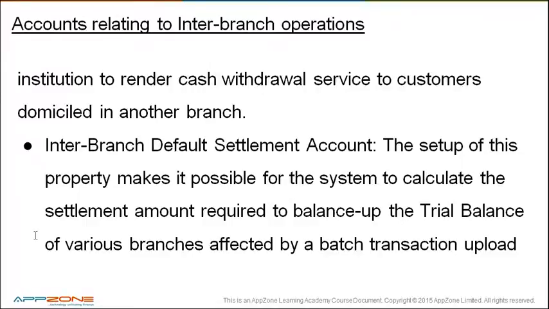We also have another type of account called interbranch default settlement. The setup of this property makes it possible for the system to calculate the settlement amount required to balance up the trial balance of various branches affected by a branch transaction upload.